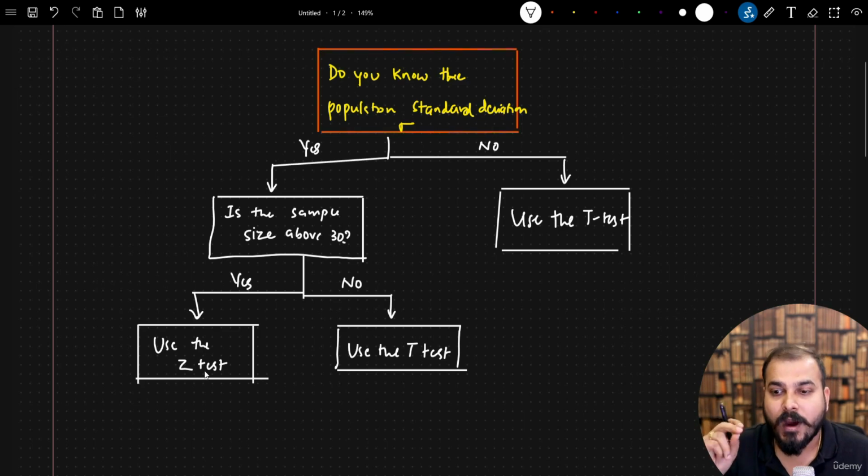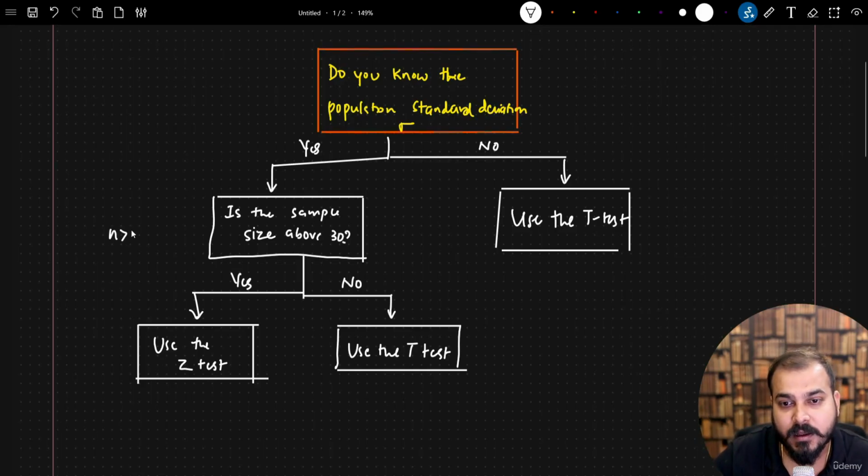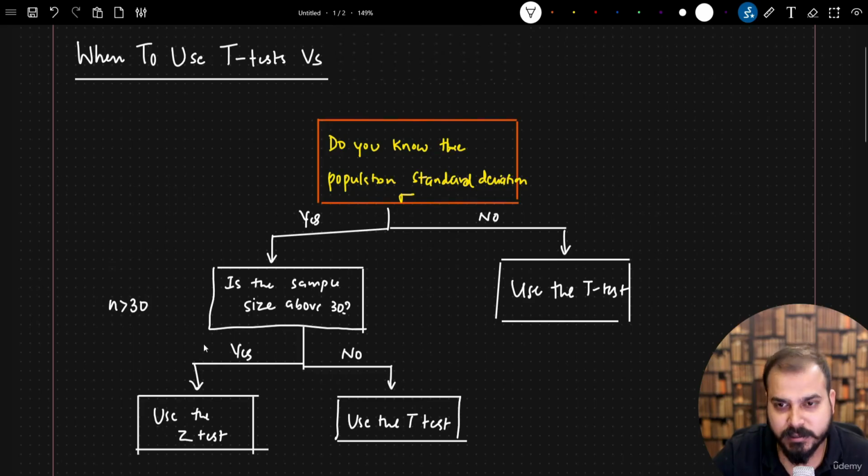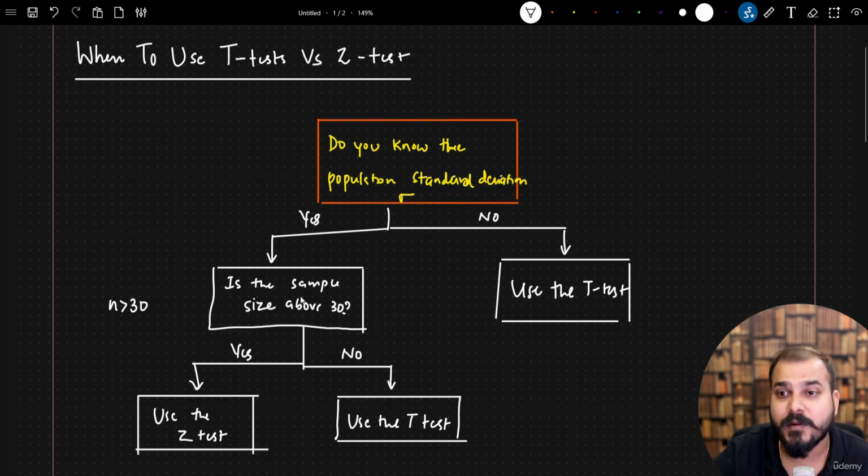Now over here, one new thing that you are seeing: even though you have a population standard deviation, you probably go ahead and check the sample size. Over here, the sample size n, if it is greater than 30, then use the z-test, otherwise use the t-test. So this is how you will be able to understand when to use t-test versus when to use z-test. I hope you are able to understand. With respect to any problem statement, first of all, check whether population standard deviation is given. If it is given, go ahead and check whether the sample size is above 30.